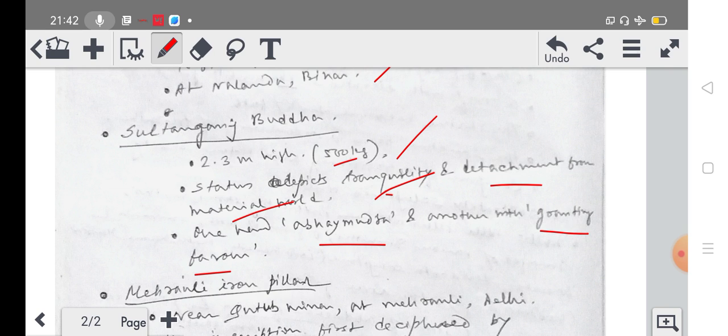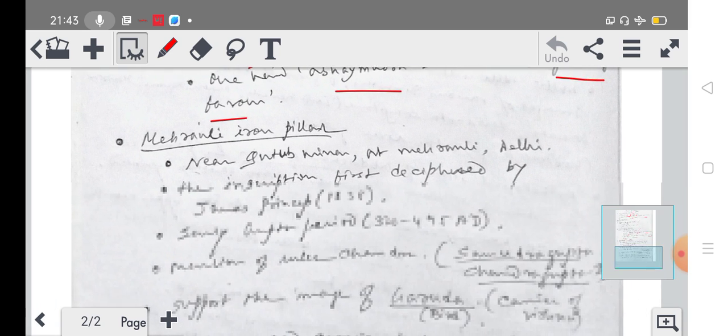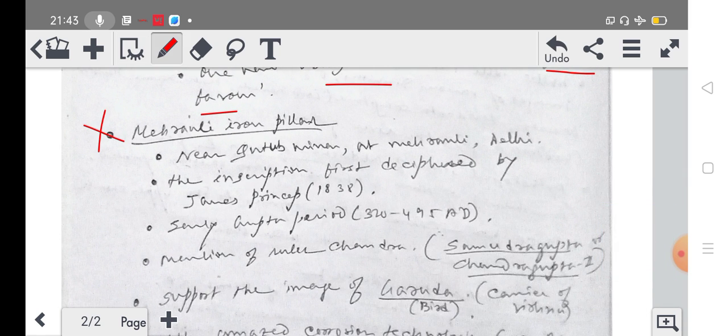Okay. And now we are moving on, and very important is the Mehrauli iron pillar. The Mehrauli iron pillar was discovered late, in the 17th to 18th century during the British period. Its inscription was first deciphered by James Prinsep in 1838. It is situated near Qutub Minar at Mehrauli in Delhi. Early Gupta period, 320 to 495 AD. It was built in the early Gupta period.